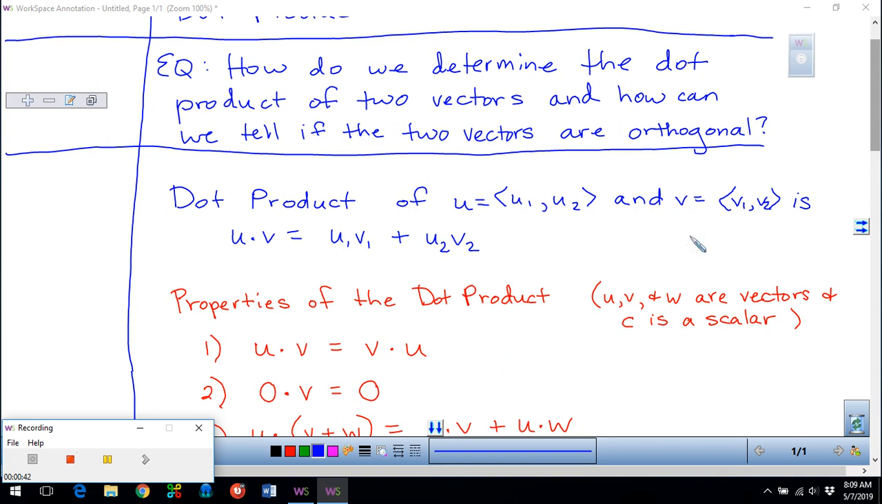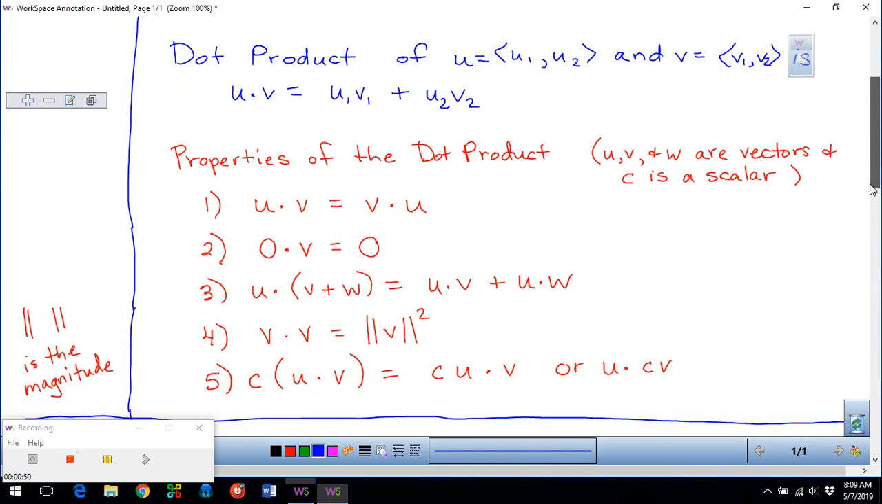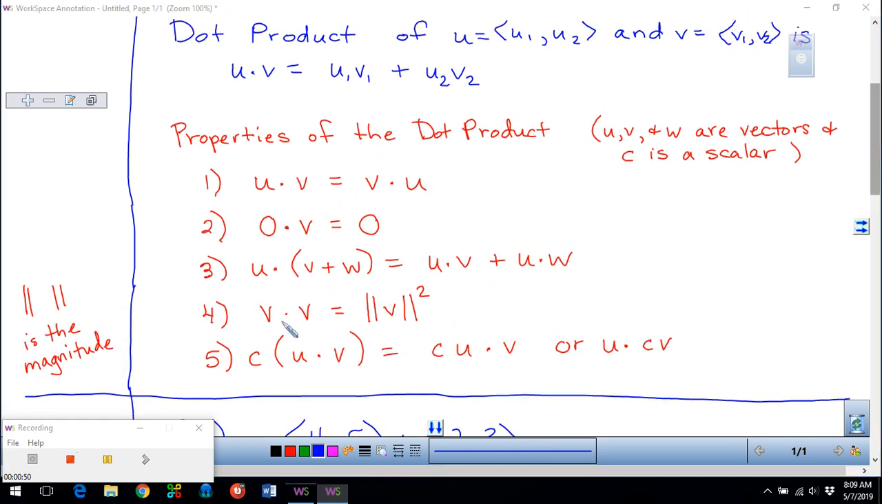Properties of the dot product, where u, v, and w are vectors and c is a scalar. First property, u dot v is equal to v dot u. Property number 2, 0 dot v is equal to 0. Third property, u dot (v plus w) is equal to u dot v plus u dot w. Fourth property, v dot v is equal to the magnitude of v squared.